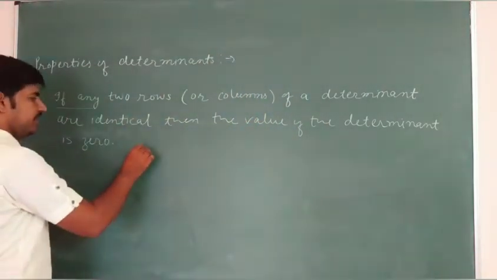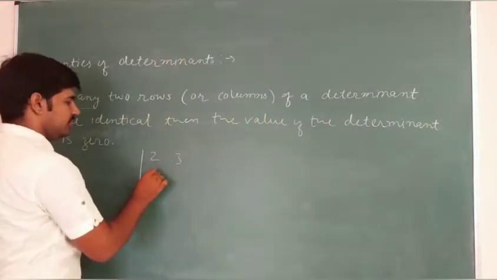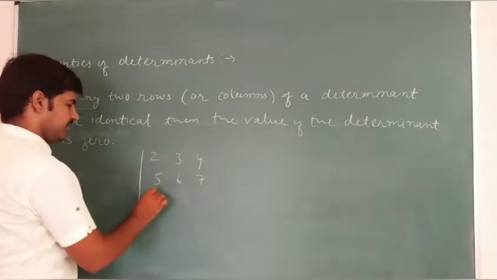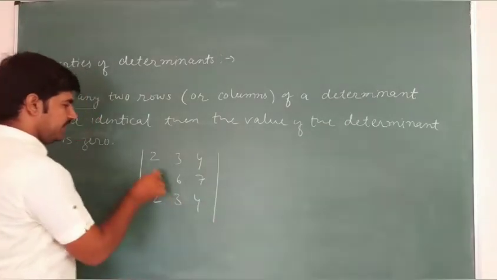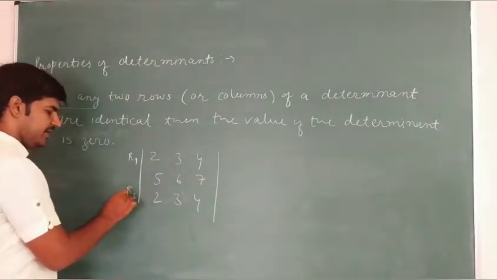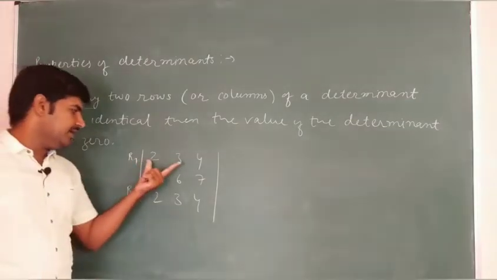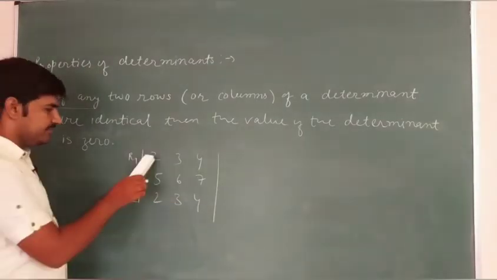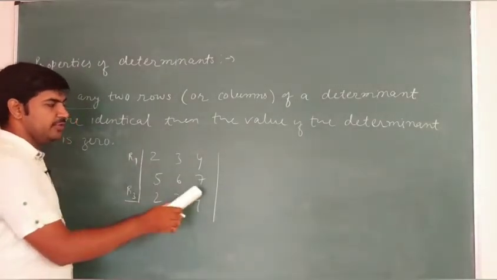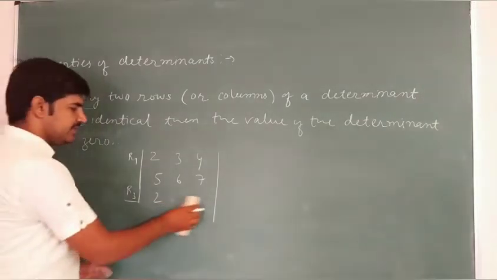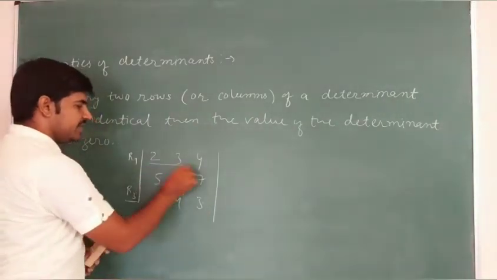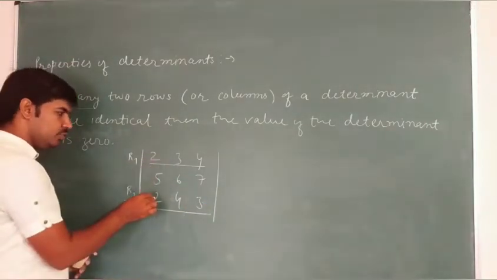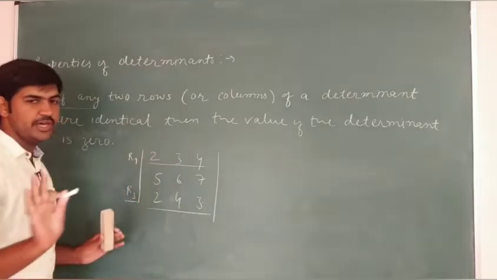See, I am writing a determinant here: 2 3 4, 5 6 7, and here 2 3 4. Here R1 and R3 are identical because R1 and R3 contain the corresponding elements the same. See, 2 3 4, so they are identical. If I change them, here 4 and here 3, are they identical? No, they are not identical because their corresponding elements are not same. Here 2, 2, that is okay, but here is 3 and here is 4. So they are not identical.